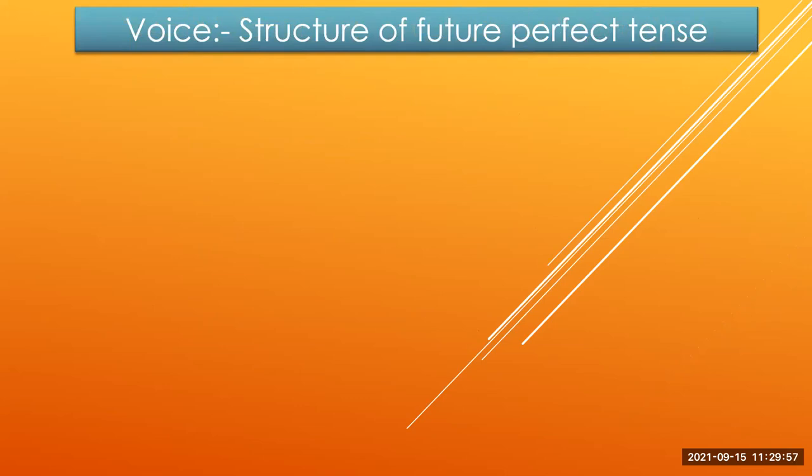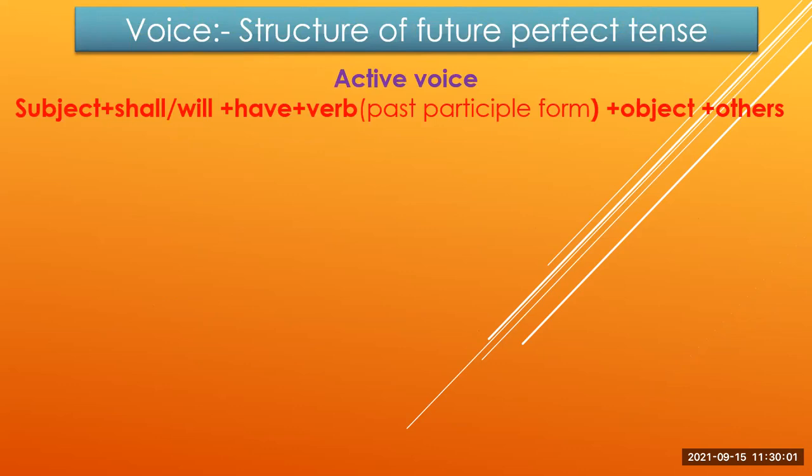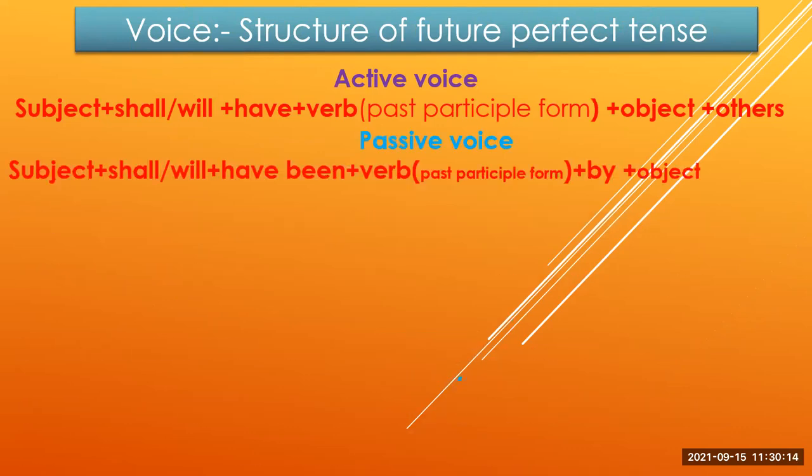Now, structure of future perfect tense. In active voice, the structure of future perfect tense is subject plus shall or will plus have plus verb in PP form plus by plus object. In passive voice, the structure of future perfect tense is subject plus shall or will plus have been plus verb in PP form plus by plus object.